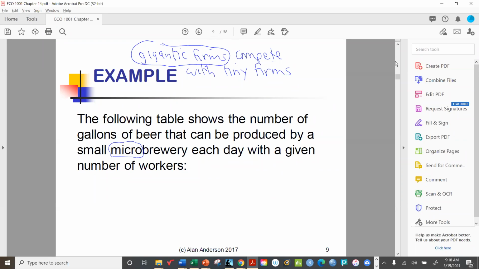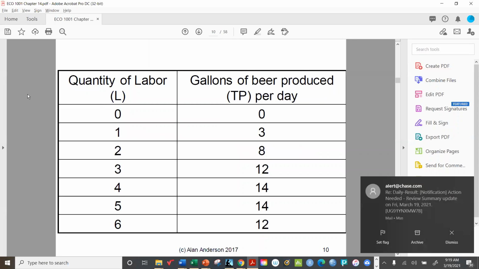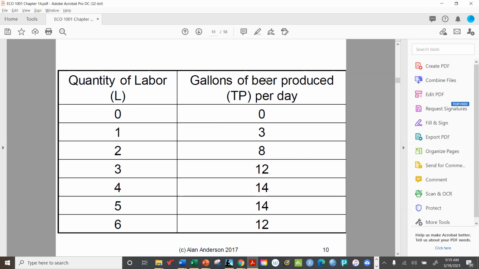So it does happen. So here we're going to assume that this is a small microbrewery and they have all the equipment already in place and they have all the land, the building is already taken care of. So the only thing that can change in the short run is how many workers are in this microbrewery. So let's look at this chart. And we're going to assume that on the left, we have quantity of labor. This could be the number of people who work there. And on the right-hand side, how many gallons of beer are they able to produce every day?